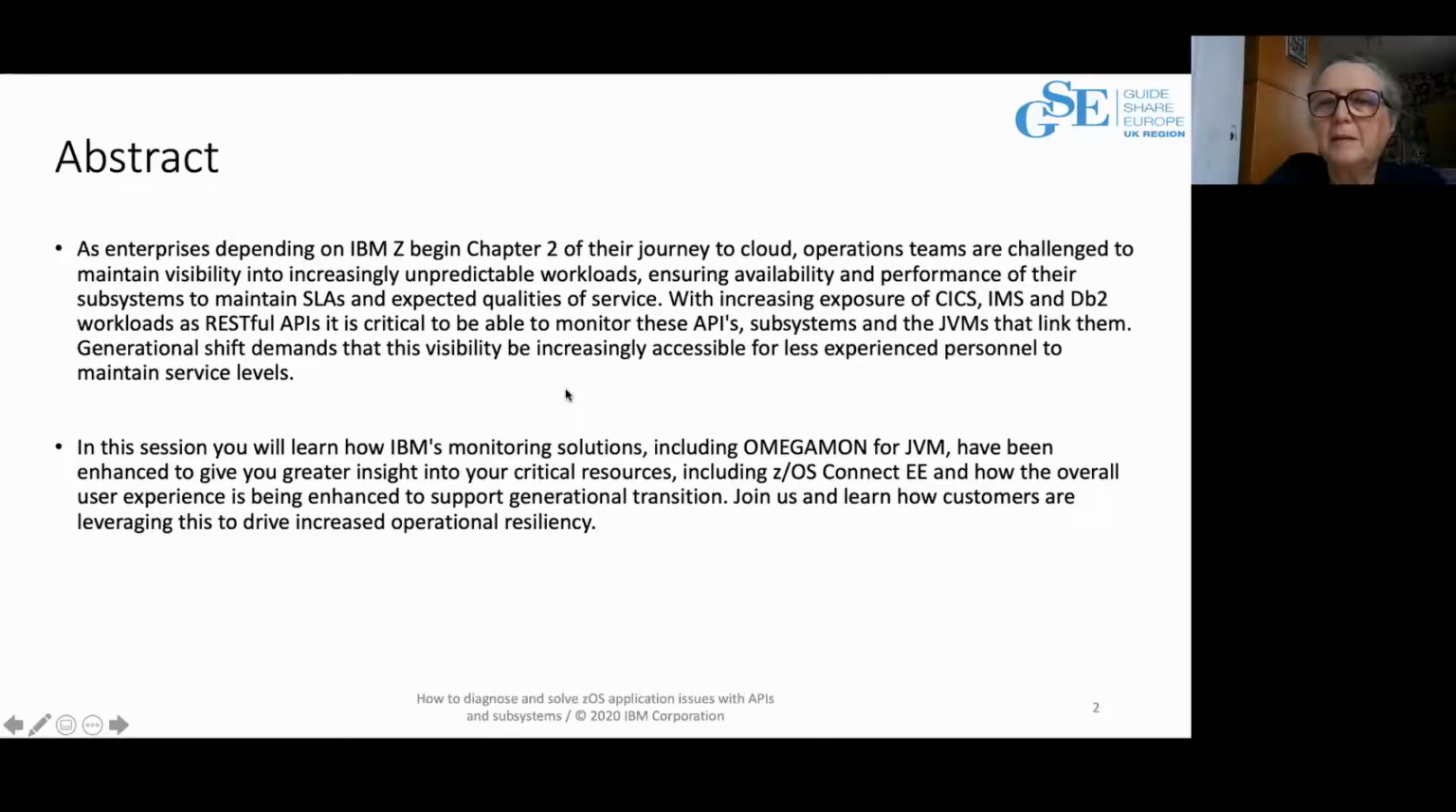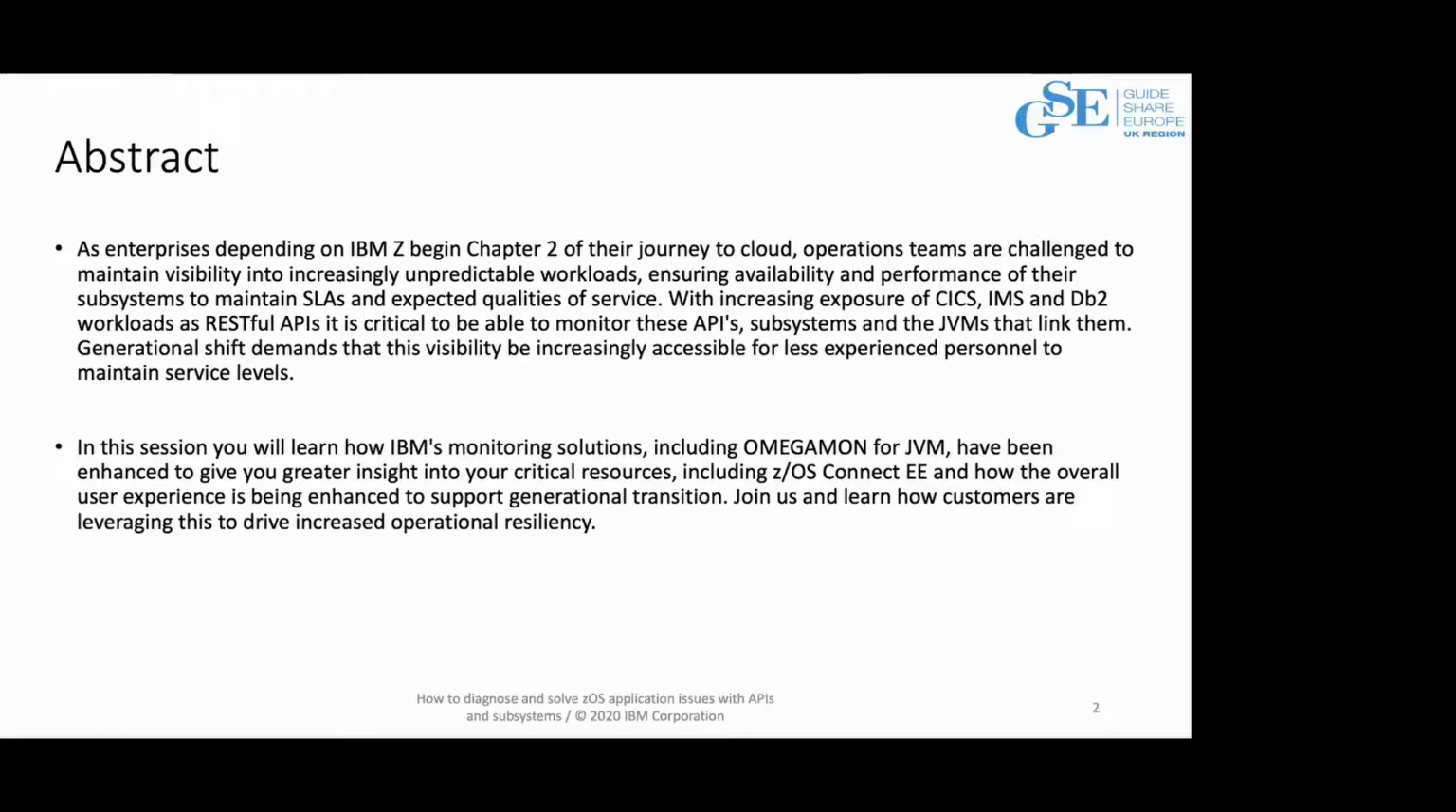So we're going to learn about the IBM solution. This is Omegamon for JVM, how you can get great insights into critical resources. Also, like I mentioned, zOS Connect, specifically API monitoring, and how that will impact your service.